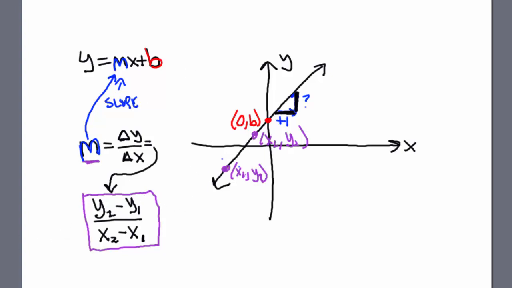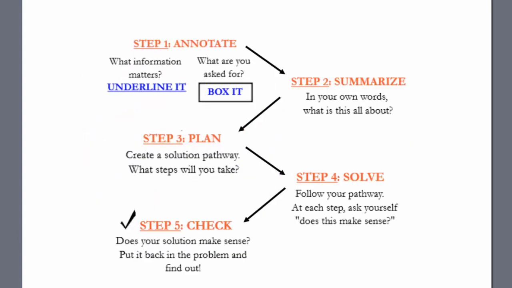Before we go on to the problems, just a quick reminder: if you are confused with a problem, and don't know where to start, the first step should be to annotate. So underline whatever information matters, and make sure you know what you're being asked for. This is very important. You want to see if you can summarize it in your own words, just run it through in your brain, or even speak it out loud. What is this problem about? What are we really being asked to do? Create a plan. You want to find a solution pathway. What steps are you going to take? Solve it and check.